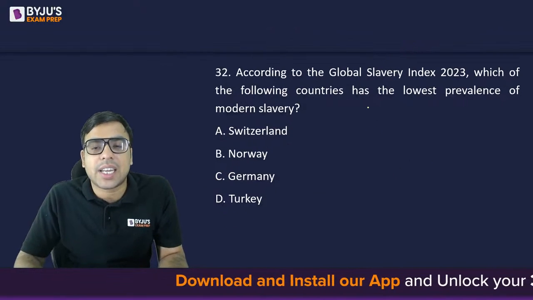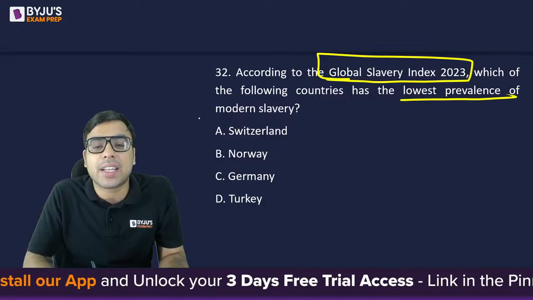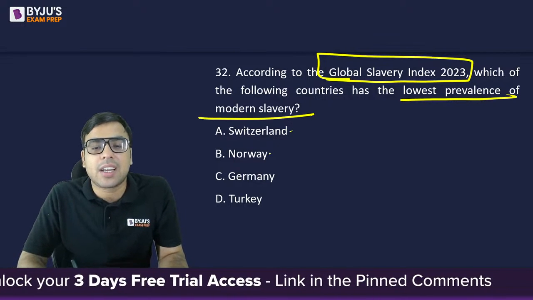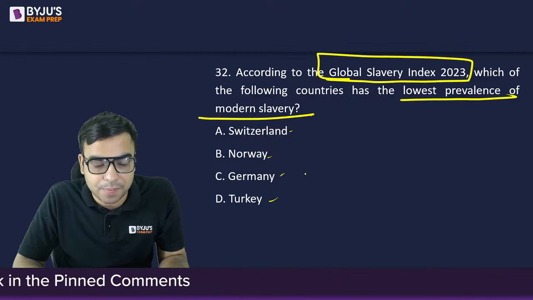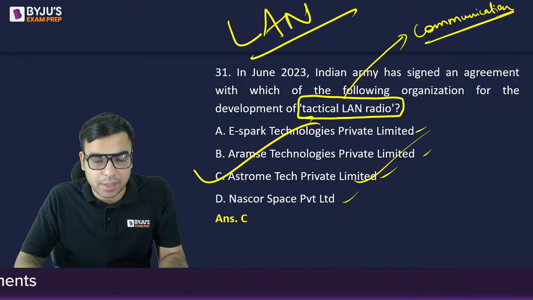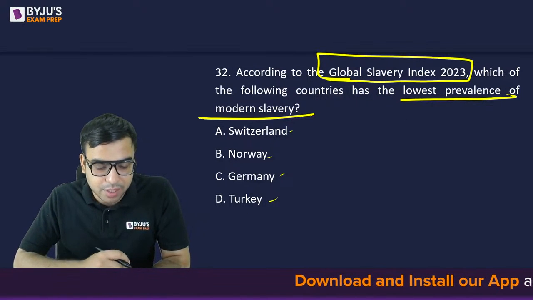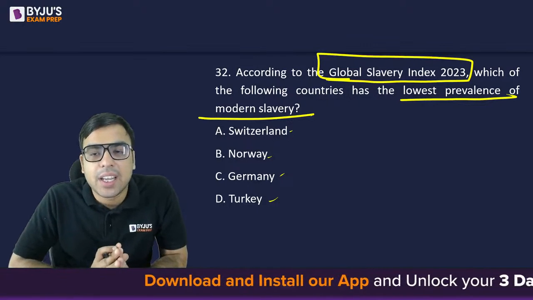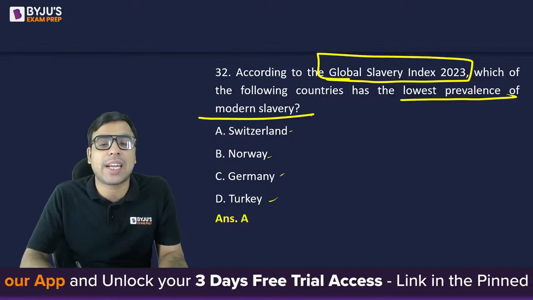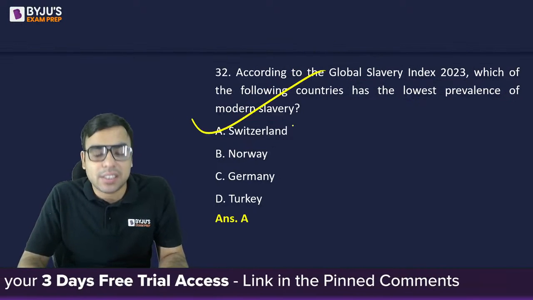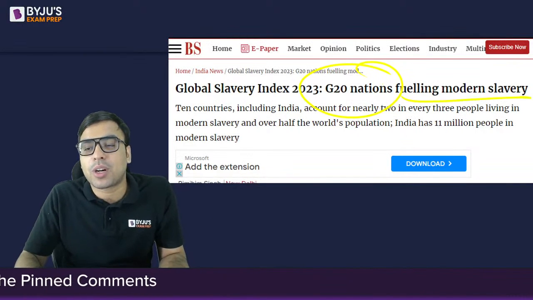Yes. The next is, according to Global Slavery Index, which of the following country has the lowest prevalence of modern slavery? Switzerland, Norway, Germany, Turkey. What is the right answer to this question? हाँ, इससे पहले का एस्ट्रॉम प्राइवेट लिमिटेड था आंसर. सी इज द राइट आंसर. कई सारे लोगों ने आंसर किया है. तितिश्का, ज्योति, राम, प्रिया, चवन, यू ऑल वे राइट. ग्लोबल स्लेवरी इंडेक्स में सबसे कम मॉडर्न स्लेवरी कहाँ है? सो द राइट आंसर इज स्विट्जरलैंड. ए इज द राइट आंसर टू दिस क्वेश्चन. यस, यू शुड बी नोइंग इट. G20 नेशंस फ्यूलिंग मॉडर्न स्लेवरी एंड ऑल.